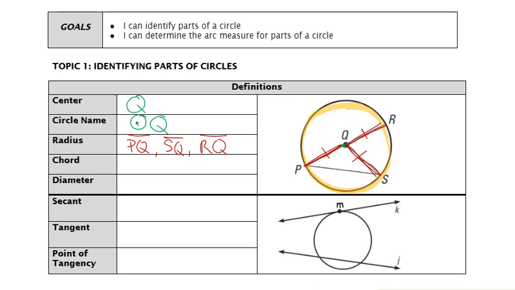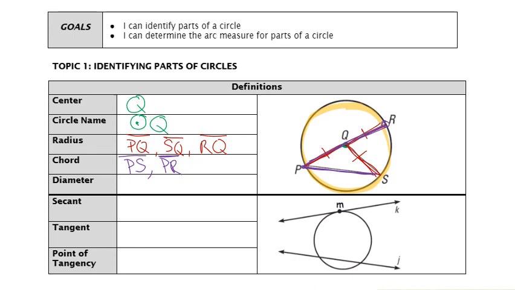A chord is defined as a line segment where the endpoints are on the circle. So you can see PS or SP. This is a segment where we have 2 points on the circle. So this would be PS, or you can call it SP. That's a chord. Another chord would also be PR, right? A chord, again, is just where the 2 endpoints of the segment are on the circle. So we have PR.